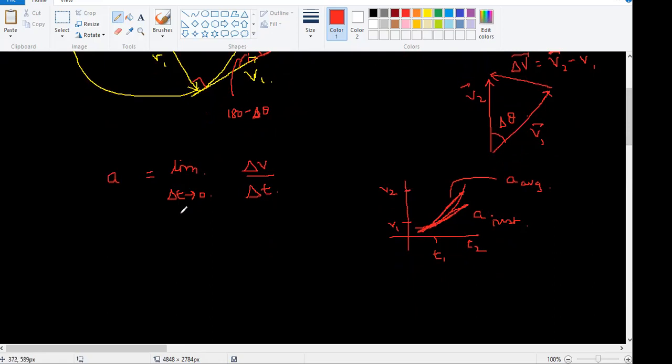That's where this concept of limit comes. As you study this in your maths, it will make more sense. So if you don't understand this right now, don't worry about it. Just leave it as del V by del T.